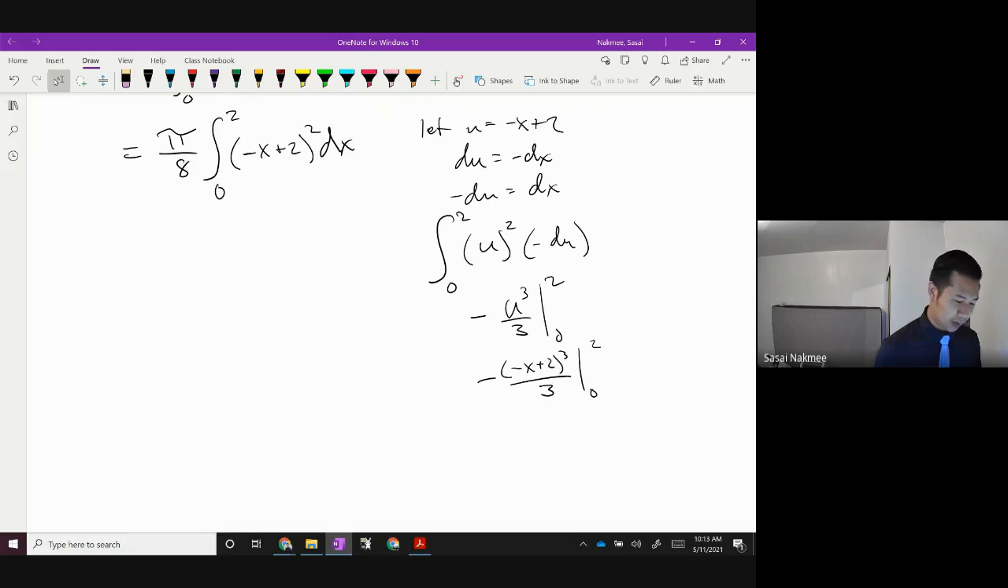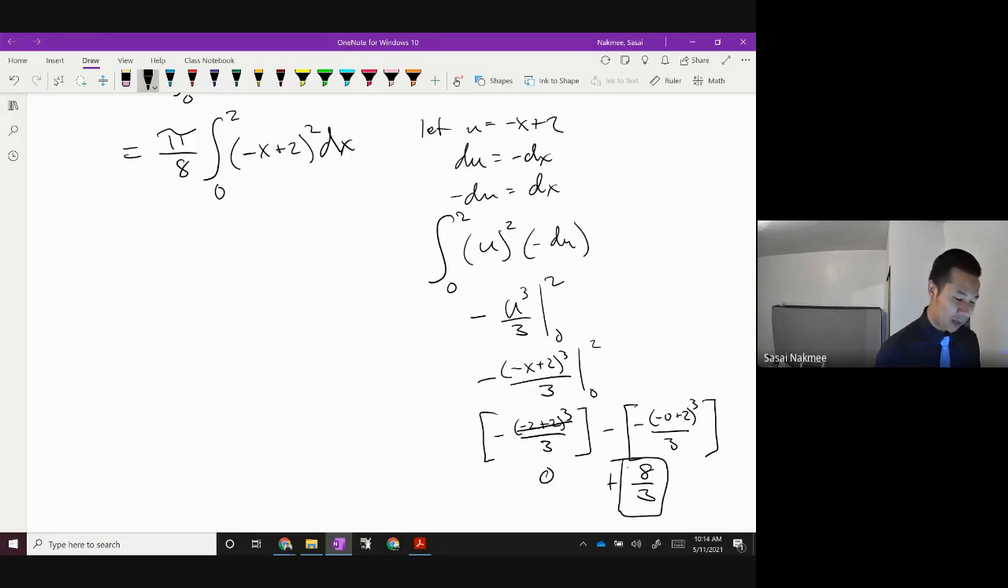Does this work out okay? So over here, I'm going to have negative 2 plus 2 cubed over 3, which is going to be 0, minus negative 0 plus 2 cubed over 3. This goes to 0. This is going to be plus, because the negative and negative cancel each other out. 2 cubed is 8 over 3. It comes out to the same answer as what we found earlier, 8 over 3.